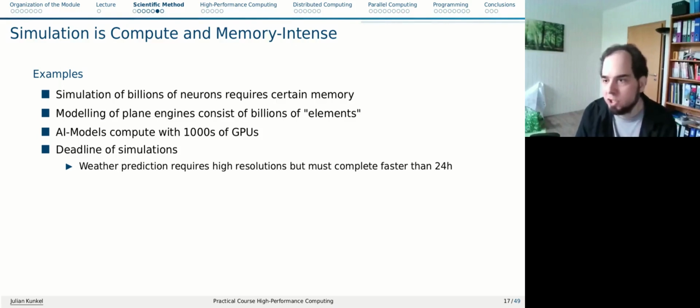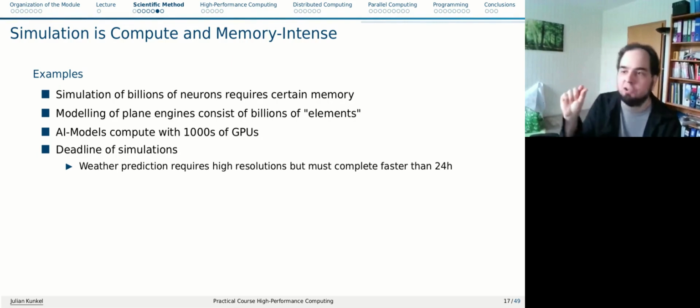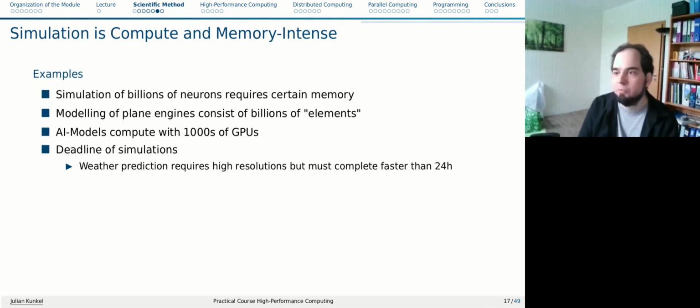However, the problem is that simulation is compute and memory intensive. For example, if you have billions of neurons in your brain, you need a lot of memory. And a plane engine nowadays consists of many very small triangles that mimic the material you want to simulate. Then you have AI models that are nowadays quite complicated and sophisticated and use thousands of GPUs to train. And all of that comes with deadlines for the simulation. Certainly, if you want the weather prediction for tomorrow, you want it to be completed before tomorrow. Otherwise, it's kind of useless for you.